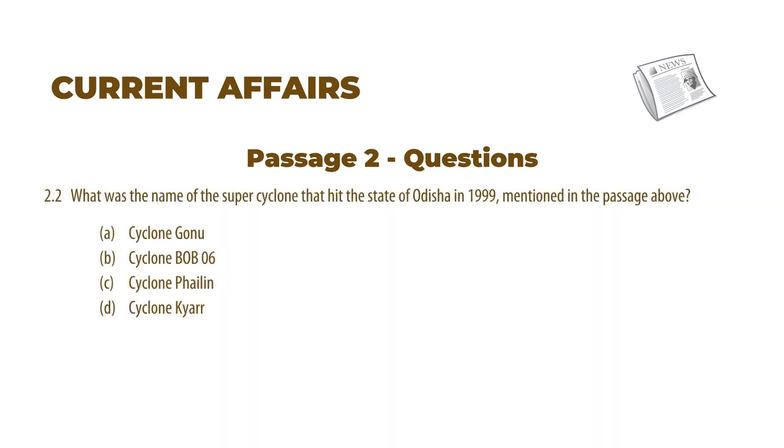What was the name of the supercyclone that hit the state of Odisha in 1999 mentioned in the passage above? Your options are A. Cyclone Gonu, B. Cyclone Bob06, C. Cyclone Palin, or D. Cyclone Kyar. The correct answer is B.